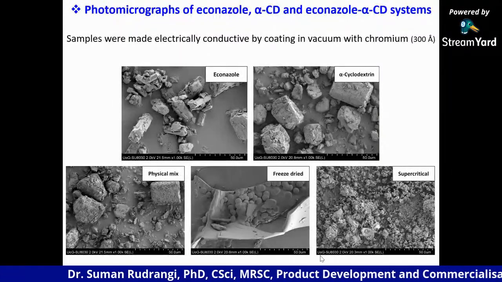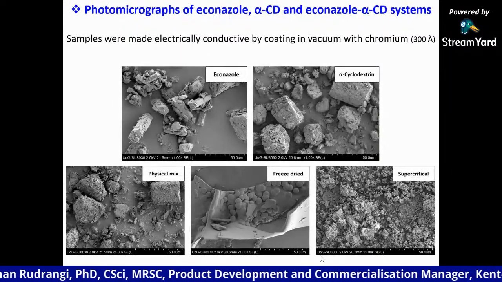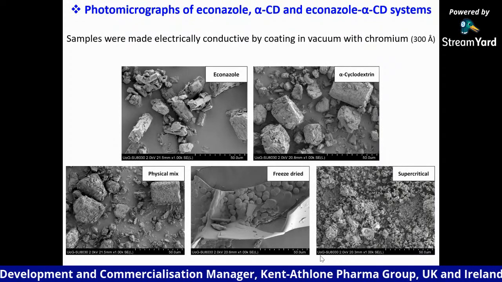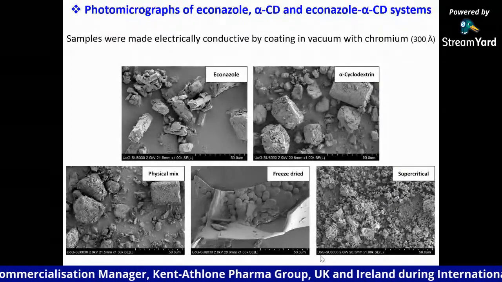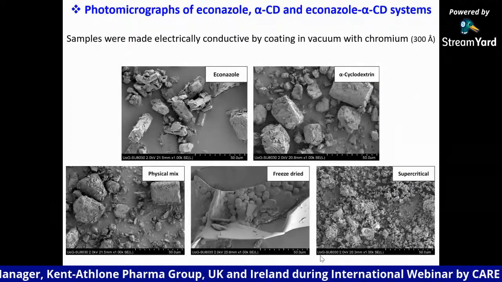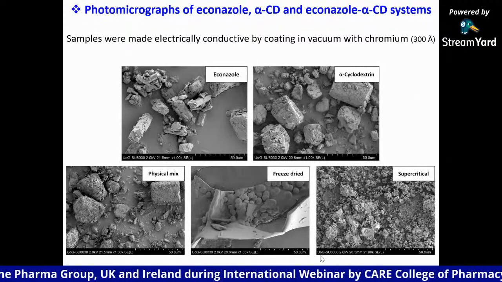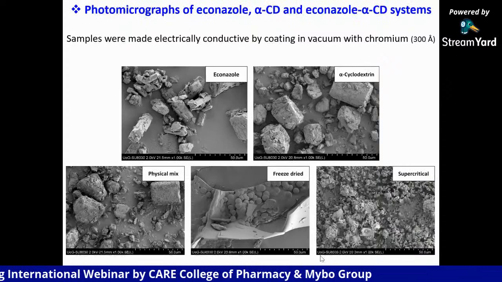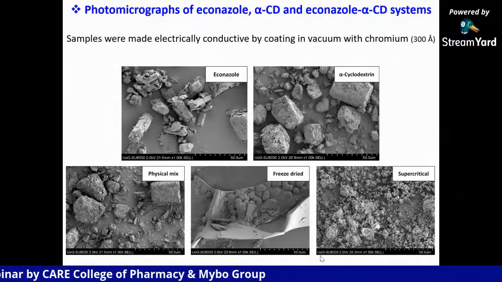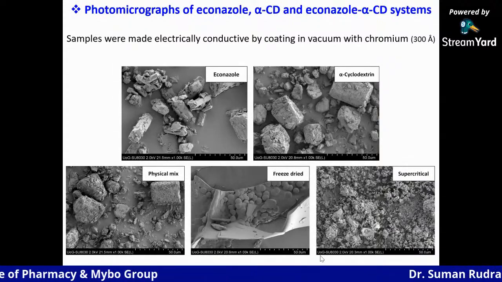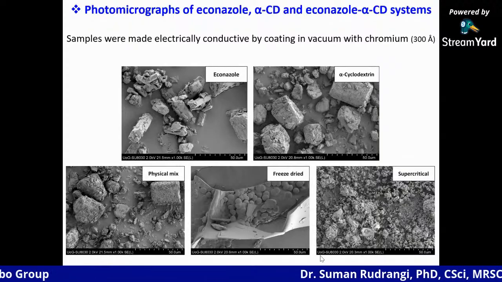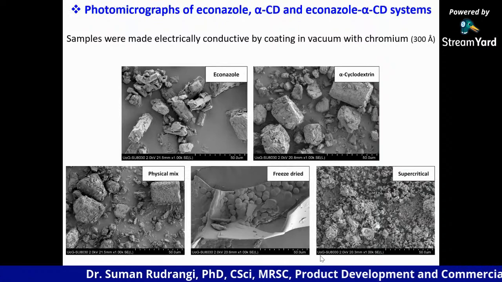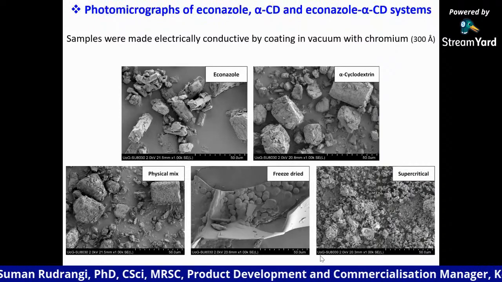cyclodextrin systems. Friends, you can see that econazole, as mentioned in the first image, was very crystalline, and alpha cyclodextrin is crystalline too. The samples were made electrically conductive by coating in vacuum with chromium at 300 angstroms. And we can see the photomicrographs of the physical mixture, where we can clearly see the drug and cyclodextrin as mixtures. And later, freeze drying shows a glassy shard or different aspects of the drug and cyclodextrin.